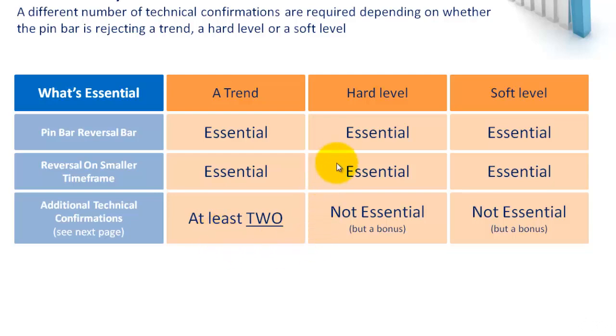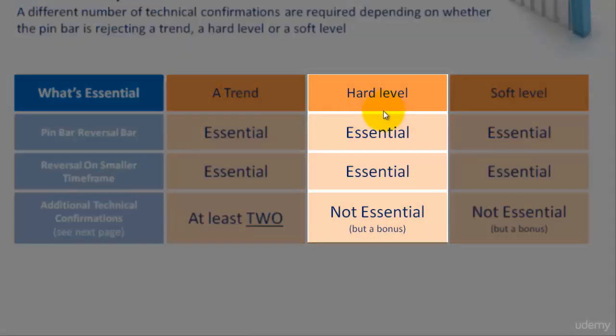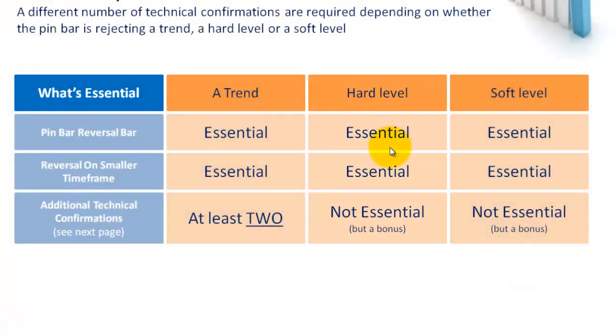For a hard level, i.e. a level of support or resistance that hasn't been broken in over a year, then sure enough we want the pin bar reversal and the reversal on the smaller time frame. But it's not essential to have the technical confirmation, however, a bonus.